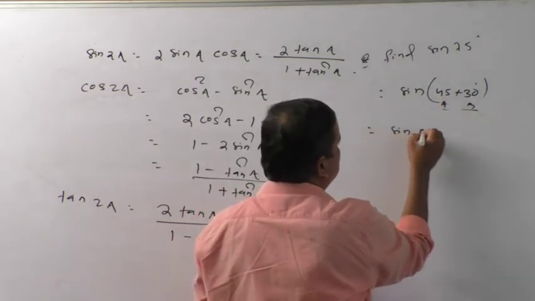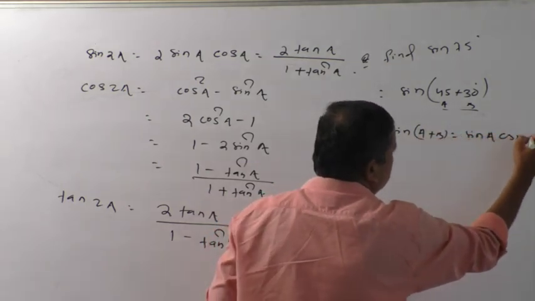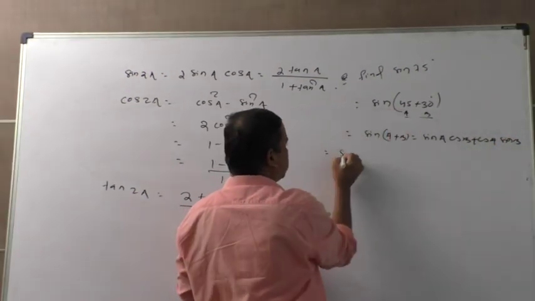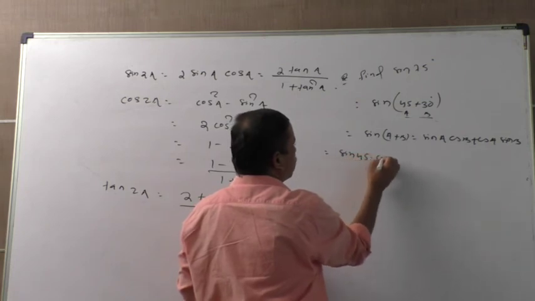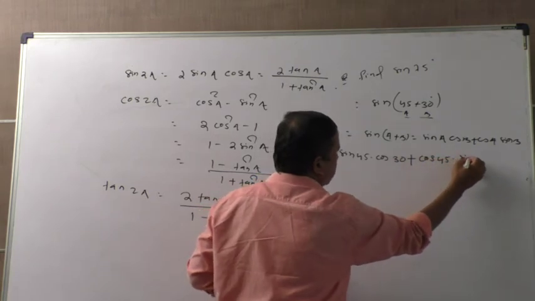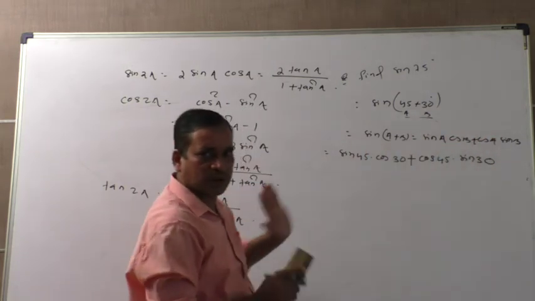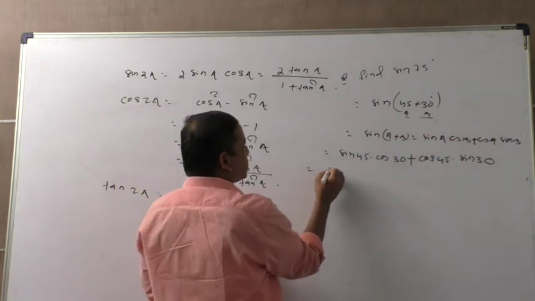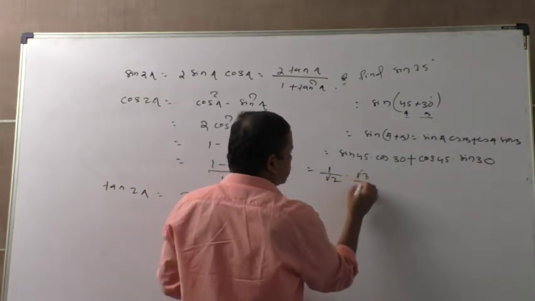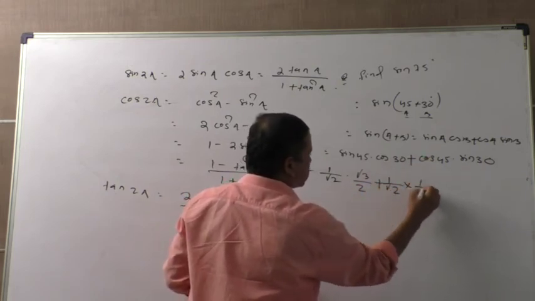Now what is sin A plus B? We know sin A plus B is sin A cos B plus cos A sin B. That means sin 45 cos 30 plus cos 45 sin 30. Understood? A being like this, I put in this formula. Sin 45 is 1 by root 2, cos 30 is root 3 by 2, plus cos 45 is 1 by root 2, sin 30 is 1 by 2.